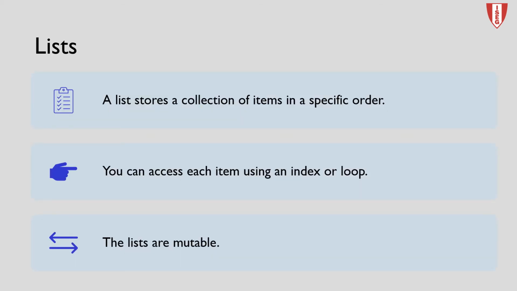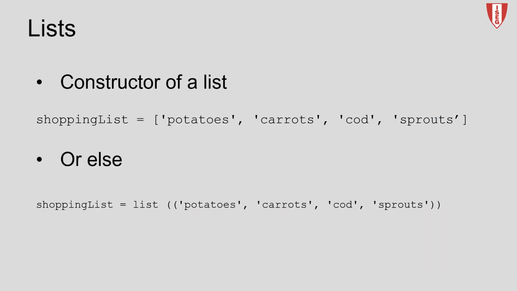A list stores a collection of items in a specific order. You may access each item using an index or loop. A list is immutable. Here I show two ways of creating a list. The list is called shopping list and includes 4 elements.